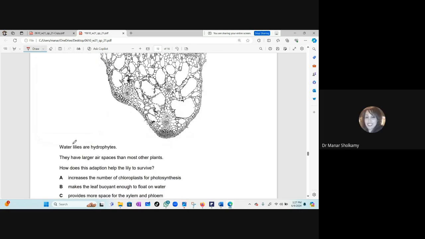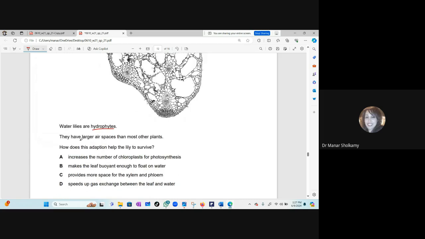Good. Water lilies are hydrophytes. Hydrophytes means the plants live on water. They have larger air spaces than most other plants. How does this adaptation help the lily to survive? Increase the number of chloroplasts for photosynthesis, or make the leaf buoyant enough to float on water? Provides more space for the xylem and phloem, or speeds up gas exchange? Now, this is very obvious.